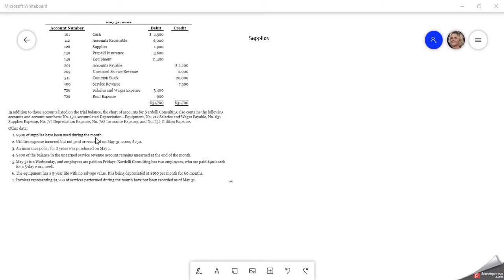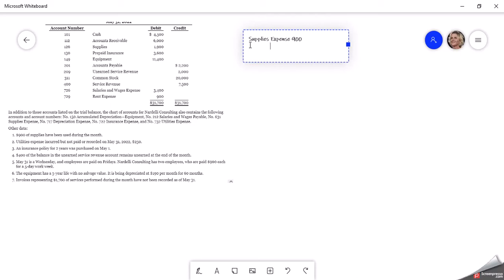So the first entry of the data says $900 of the supplies have been used during the month. If we look up in our trial balance, we have supplies at $1,900. So we are going to have supplies expense, right? If we look over here in our list, yes, we've got supplies expense. That's an account we need to add for the $900 worth of supplies that has been used during the month. And then we are going to credit supplies.